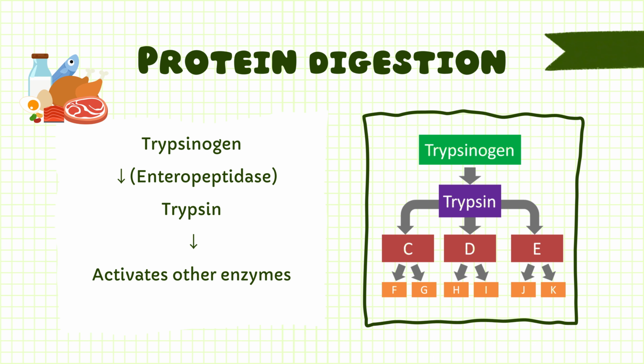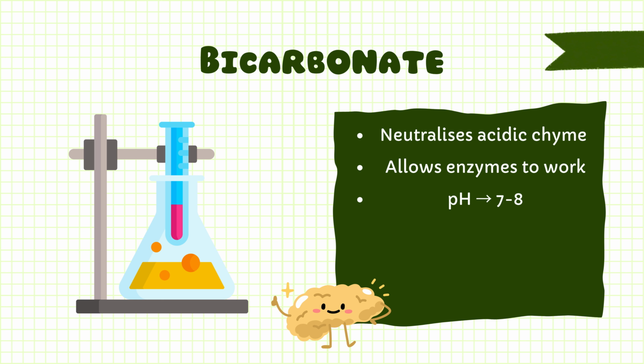When acidic chyme enters the duodenum, it must be neutralized. That's where bicarbonate comes in. Secreted by ductal cells, bicarbonate buffers stomach acid, raises pH to 7 to 8, optimal for enzyme activity, and protects the duodenal lining. Without it, enzymes don't work, and the mucosa is vulnerable.